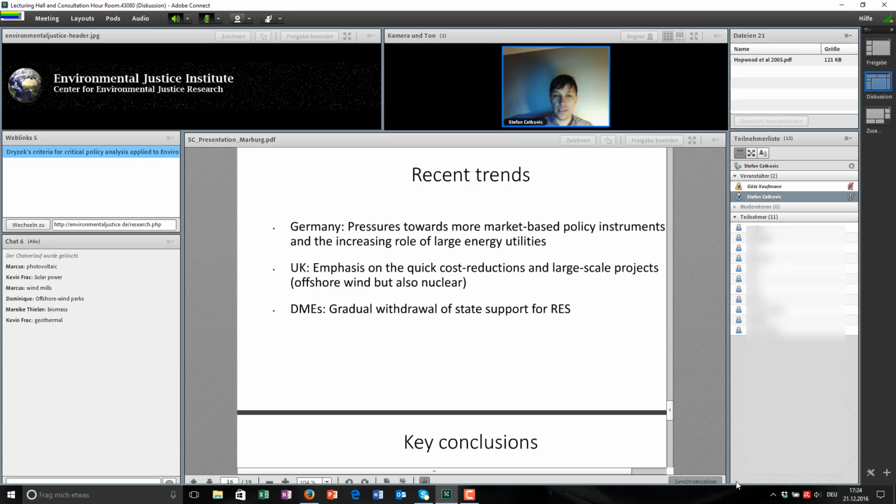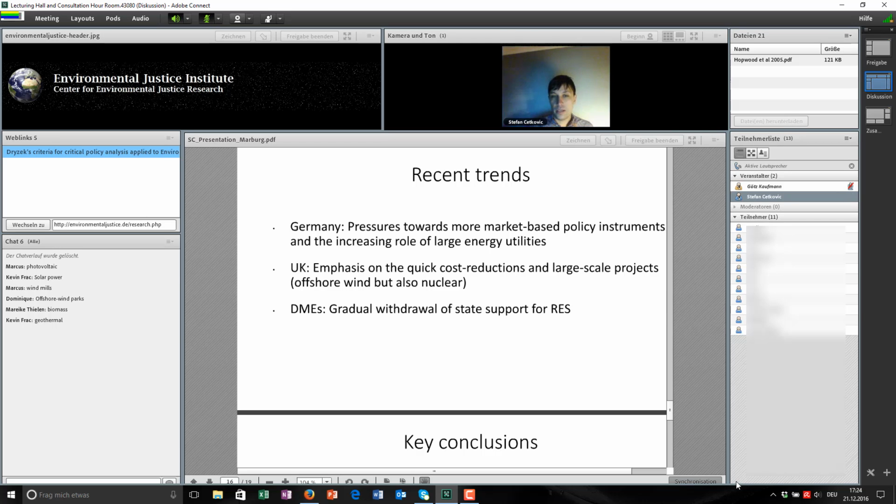What we see now is that even Germany is under pressure to leave its state-based support scheme and to move more towards market-based policy instruments. And now the large energy utilities in Germany are also trying to play a stronger role, which is also important, and we can discuss that, for the sustainability of the entire process.